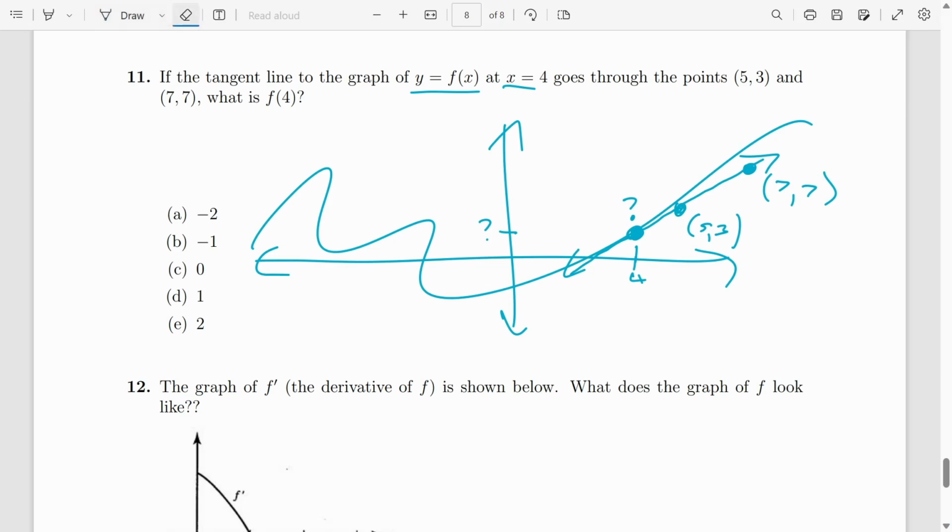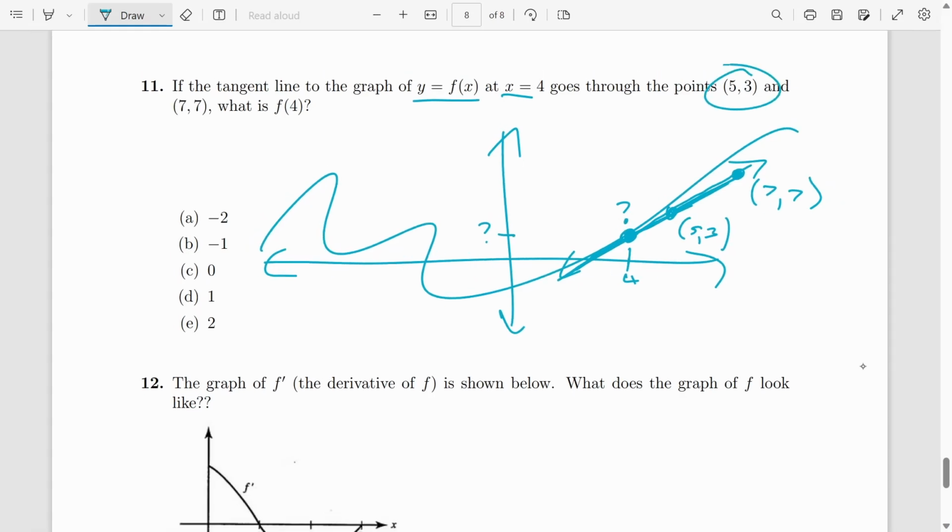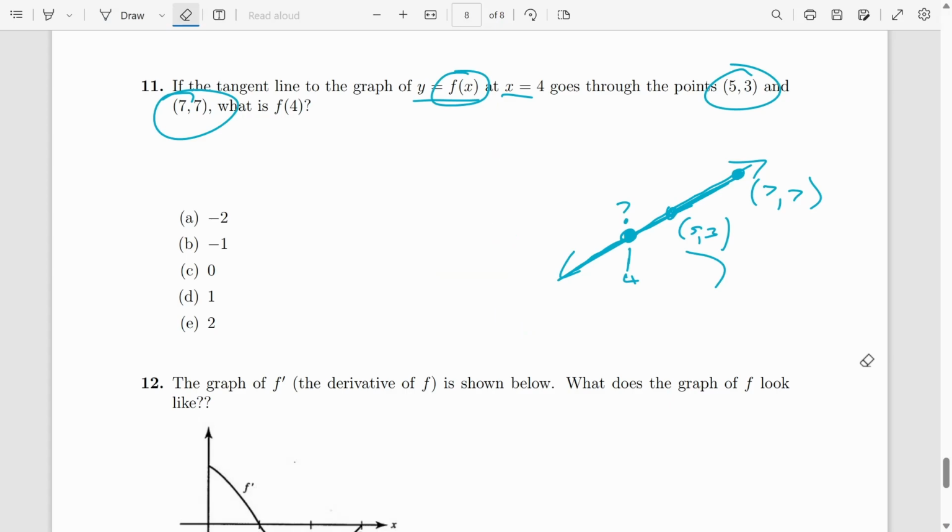What I think you should do is, we're given that this tangent line passes through these 2 points. So since we have those 2 points, we can find the equation of the tangent line. And then when we have that, we can plug in x equals 4 into that equation. What we're left with will be our answer, the actual function's value at x equals 4. So let's go ahead and try that.